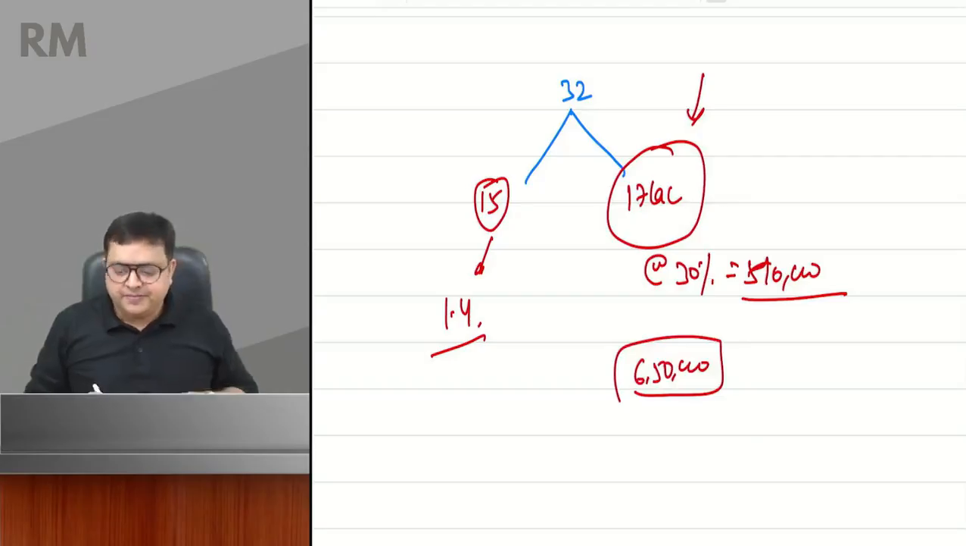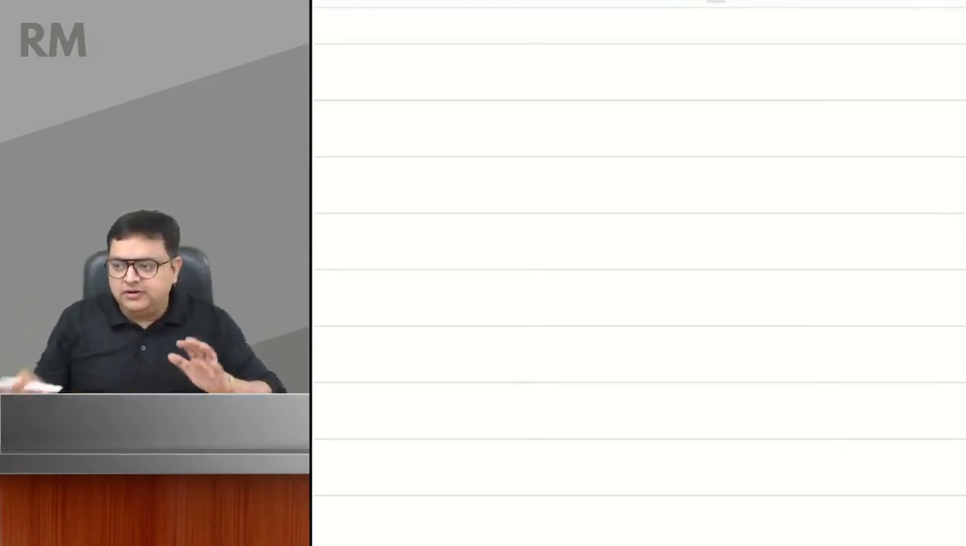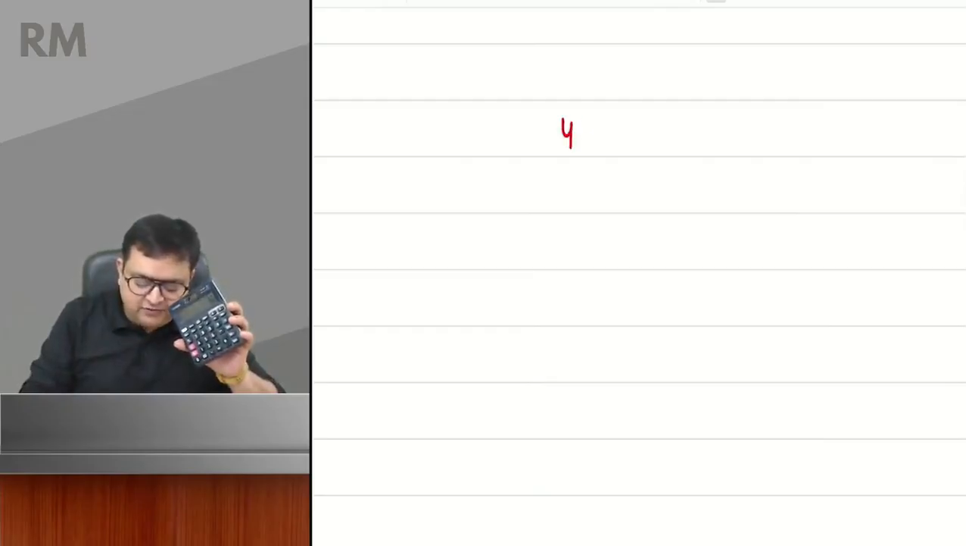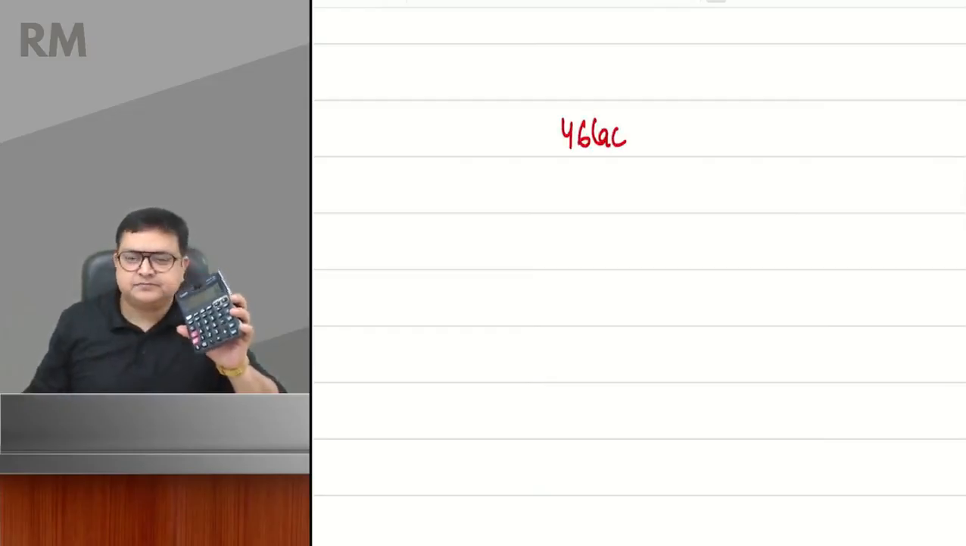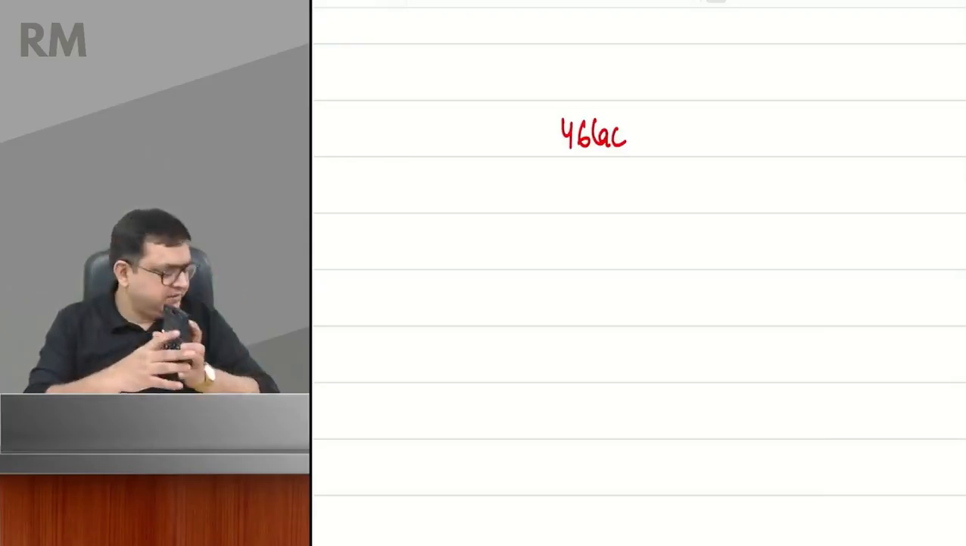Understood? I'm again repeating. Now you will not do with your pen or pencil. You will do with the help of calculator only. For example, don't write anything. For example, you have to compute tax on 46 lakh. Pick up your calculator. Everybody pick up your calculator.